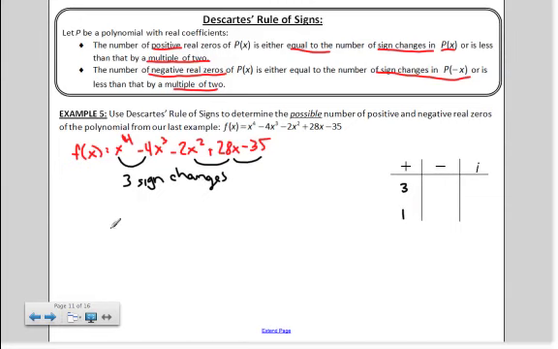Now, why would that be? Because imaginary roots come in pairs. All right, now let's look at f of negative x. We have to actually do one step of work here, and that is in our polynomial, substitute negative x in.